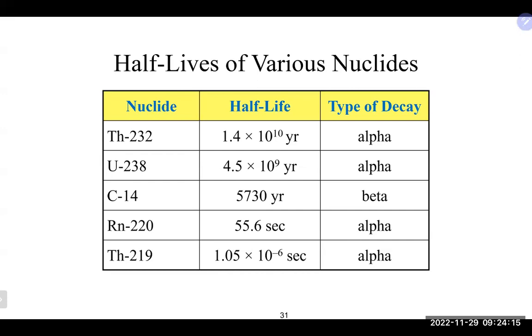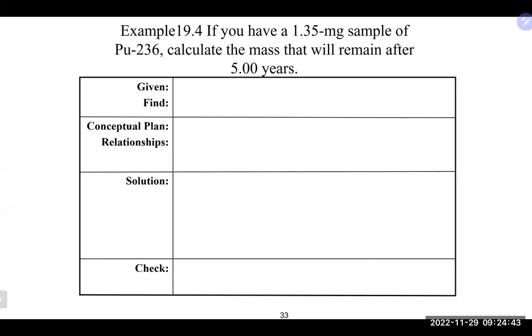You can see here, uranium has a half-life of 4.5 times 10 to the 9 years. That is a super long time. Carbon-14 is 5730. But you can see some things are very quick in terms of their half-life. So radon is 55.6. So it does go away very, very quickly, usually about 10 half-lives or so. You are pretty much done with it. Not much is left at that point.